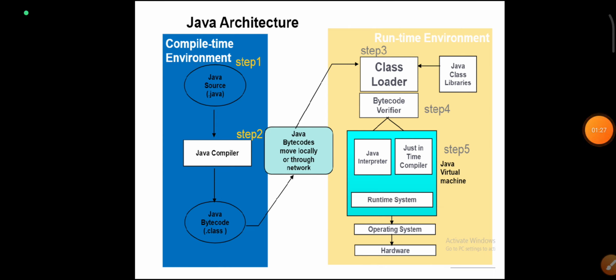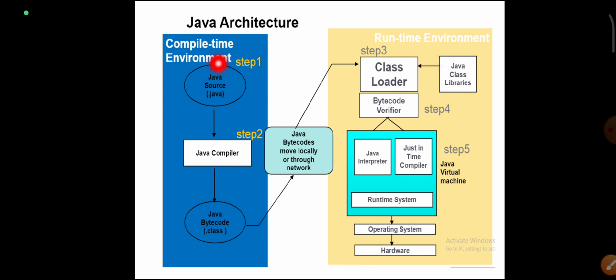This is the architecture of Java programming. In this block diagram, we can see the compile time environment and the runtime environment. In the compile time environment, there will be only the generation of bytecode with the help of the compiler, whereas in runtime all the main process takes place with the help of the Java virtual machine.